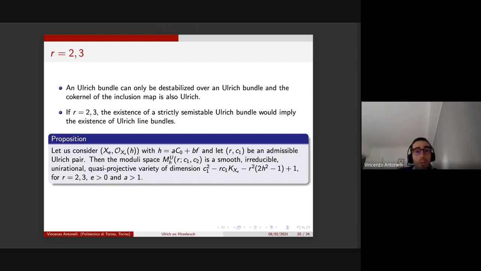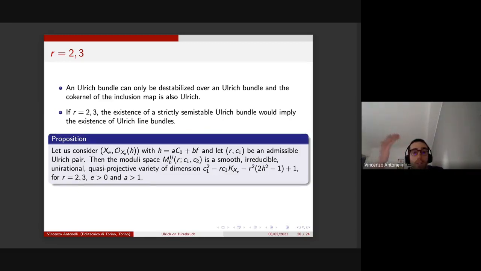And we know that if we take e greater than 0 and a greater than 1, then with these two hypotheses the variety does not support Ulrich line bundles. In this case, using the theorem that states the existence of Ulrich bundles for any admissible Ulrich pair, these vector bundles are automatically stable.